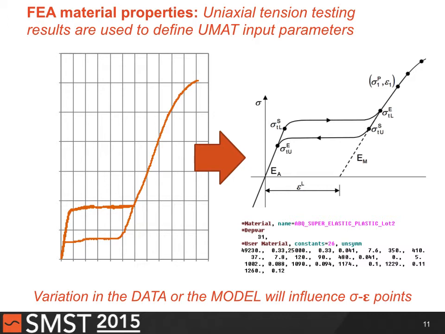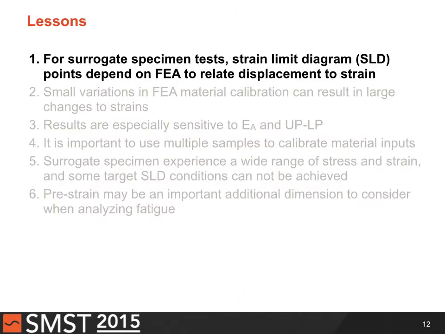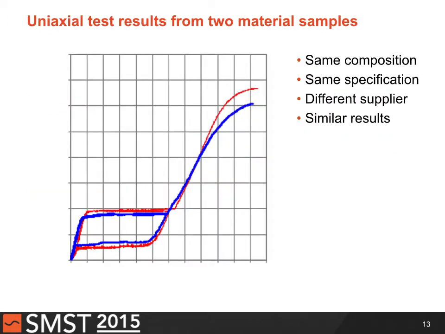In this case, everything that I'm showing here is using the commercially available Abaqus elastic-plastic model. Variations in either your test data or how you get that calibration are going to impact your points. So that was the first point. Now here's where we really went down the rabbit hole.